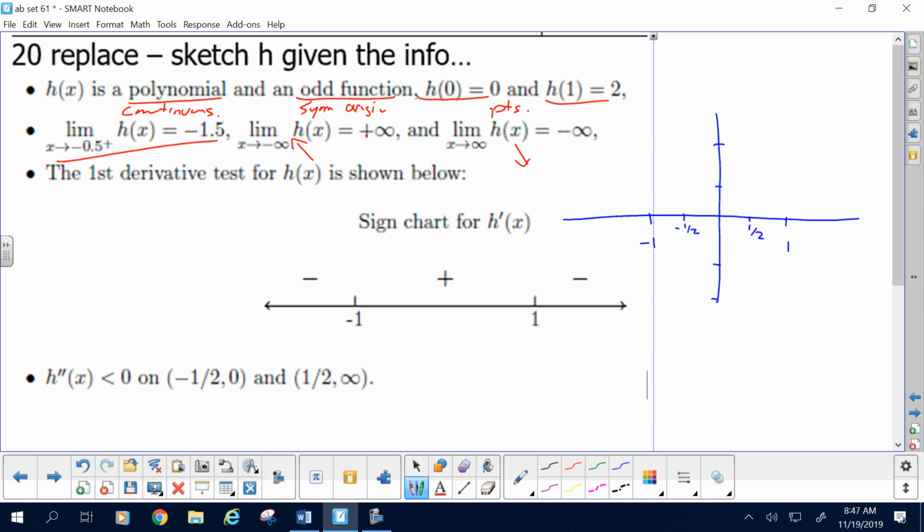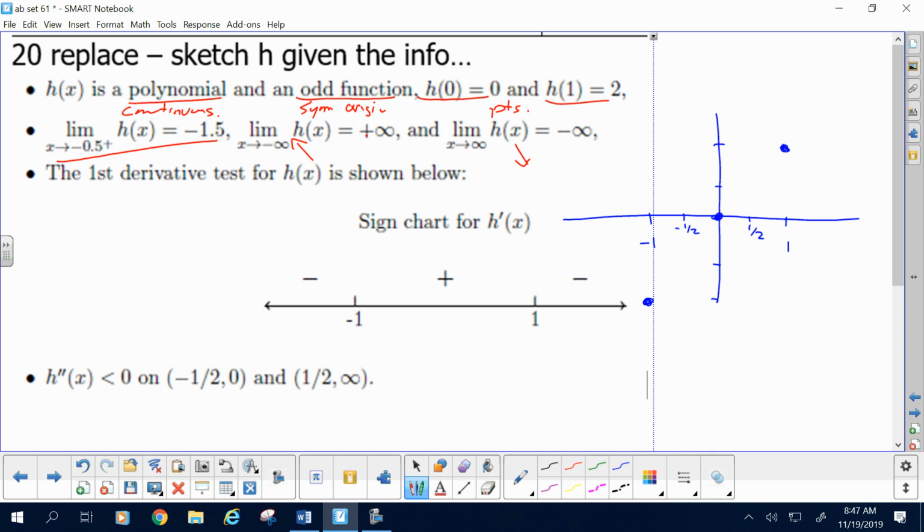The points. The points, 0, 0 is good. And 1, 2. Now, if it's odd, they actually gave you not 1 point, but 2. 1, 2 implies -1, -2. Symmetry about the origin. If it's odd, there should be symmetry about the origin, so you know -1, -2. All right.